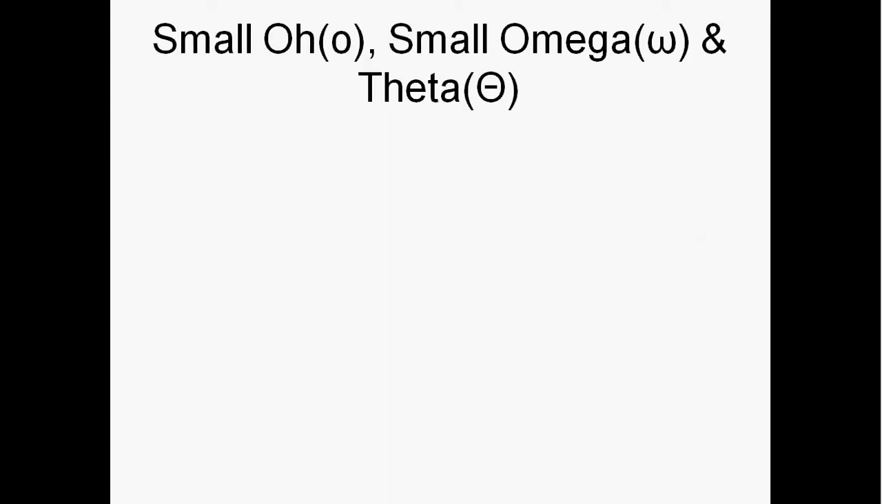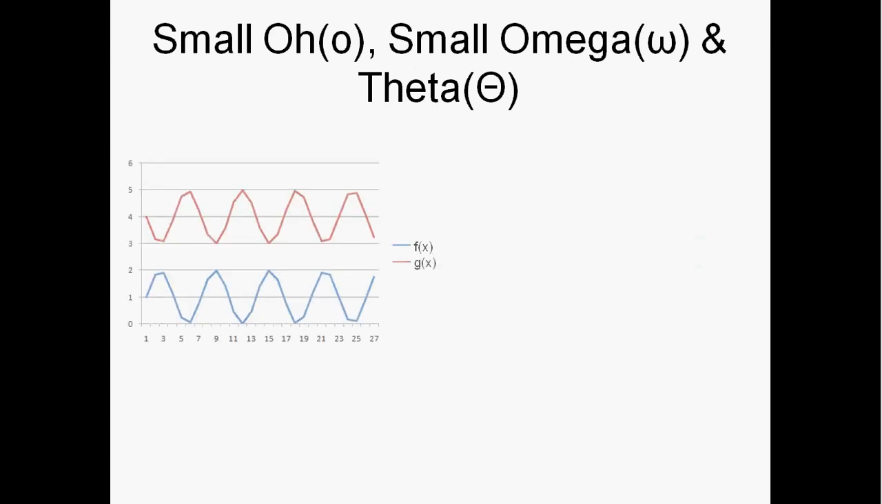Okay. Now let's see what the difference is between small o, small omega and theta. Now you know one or two things, so you will easily know the other things. That is just a small difference.